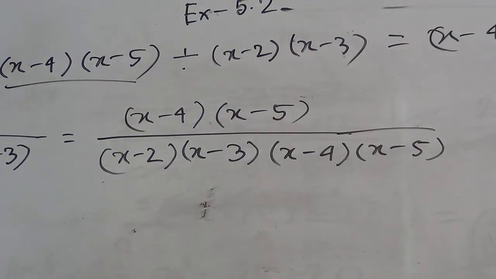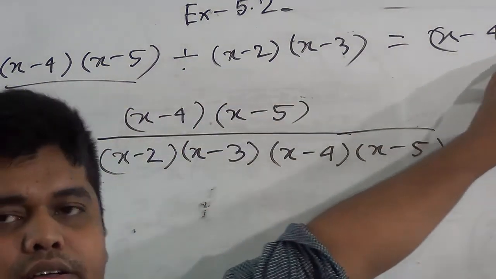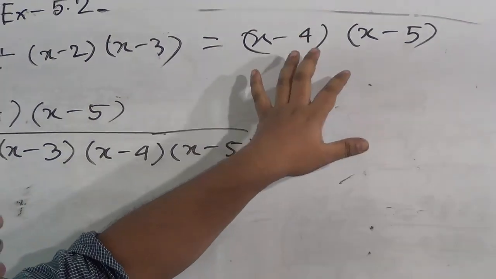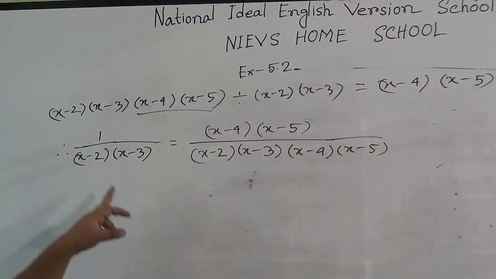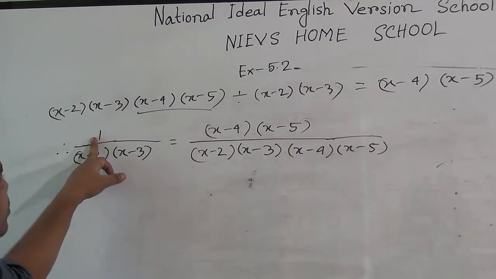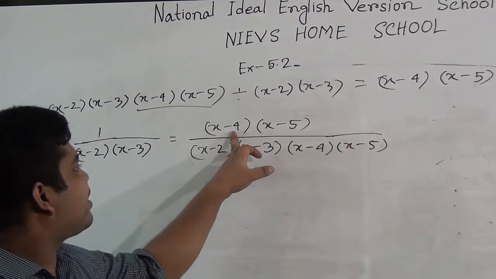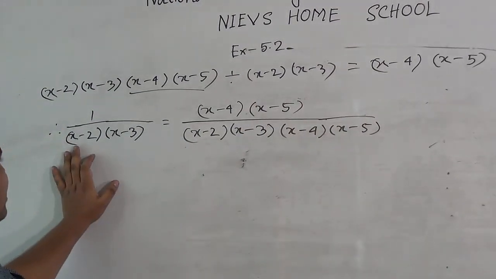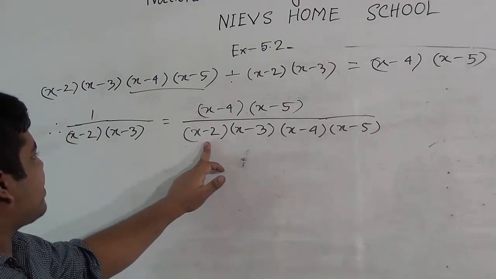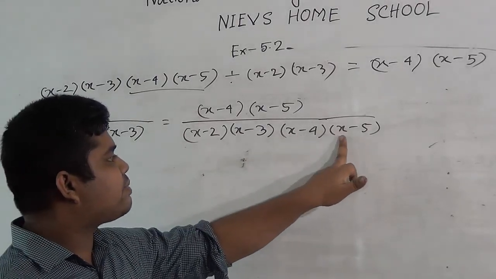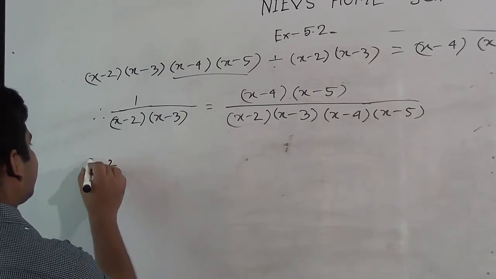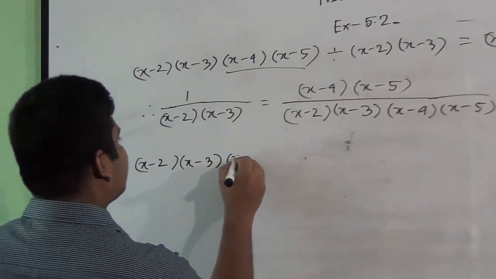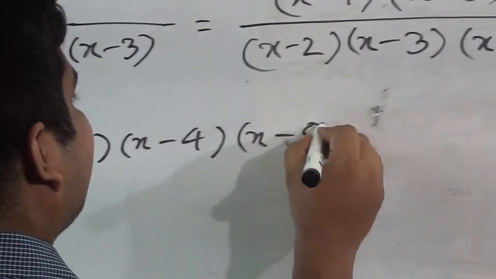My dear students, at first we divide this LCM by the denominator of the first fraction and we get an answer. After that we multiply this number with the numerator and denominator of the required fraction. That means if we multiply 1 with the answer, we get x minus 4 into x minus 5, and if we multiply the denominator, we get x minus 2, x minus 3, x minus 4, x minus 5. So the first one is done. And for the second one, again x minus 2, x minus 3, x minus 4, x minus 5 is the LCM.